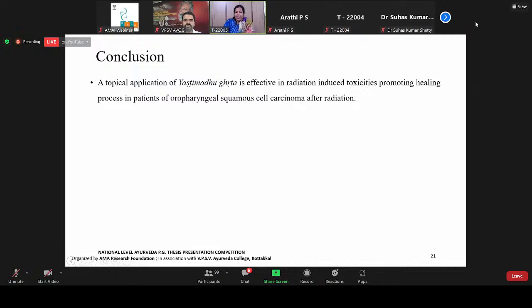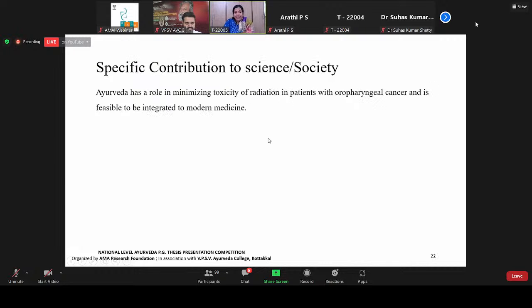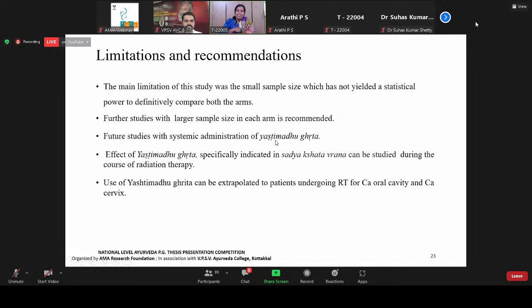A topical application of Yashtimadughrida is effective in radiation-induced toxicities with oropharyngeal cancer and is feasible to integrate into modern medicine. These are my limitations and recommendations. The key limitation of the study was the small sample size, which has not yielded a statistically significant power to definitely compare both the arms. Further studies with a larger sample size in each arm are recommended.